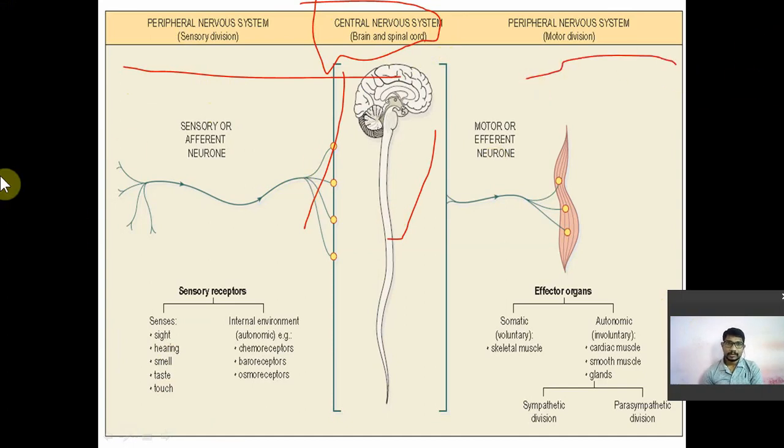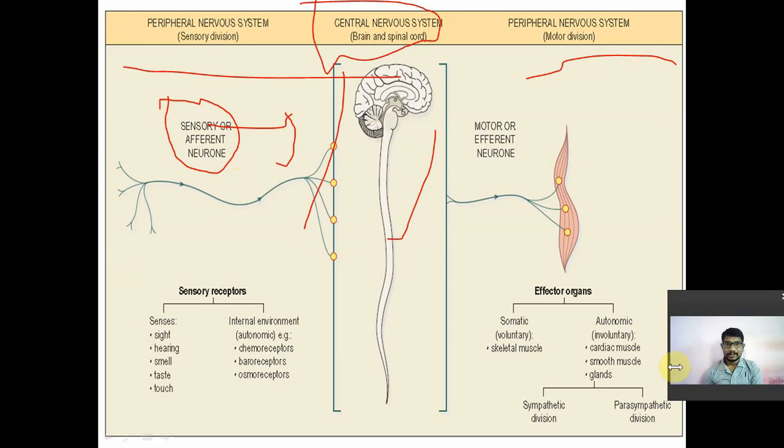So the sensory nerve will carry a signal from the external environment towards the brain. The signal will go towards the brain through your sensory nerves. Sensory nerves are also known as afferent nerves. Afferent means towards the brain. They carry signals from the peripheral parts of your organs, the external skin, etc., towards the brain. They are known as afferent nerves or sensory nerves.